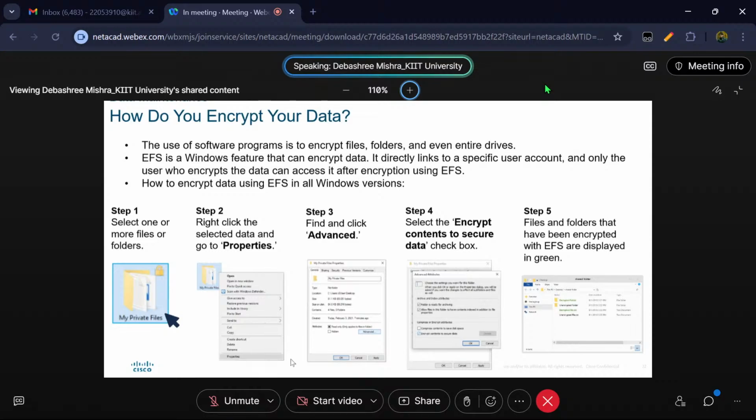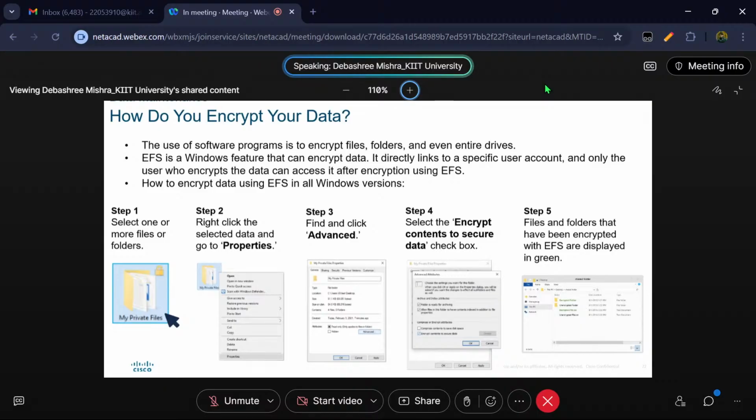Step 1, you need to select one or more files or folders that you want to encrypt. Then you need to click on the option called Properties. Then you need to check out the Advanced option. Then you need to select Encrypt contents to secure data, to secure your particular data or information. Then you need to click on the checkbox of Encrypt contents to secure data.